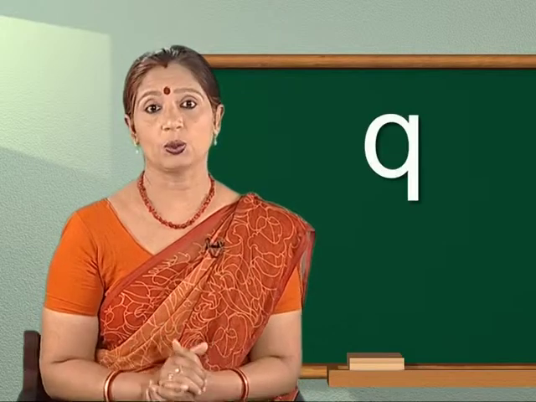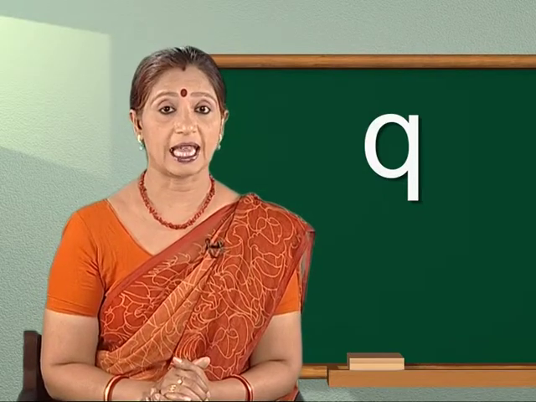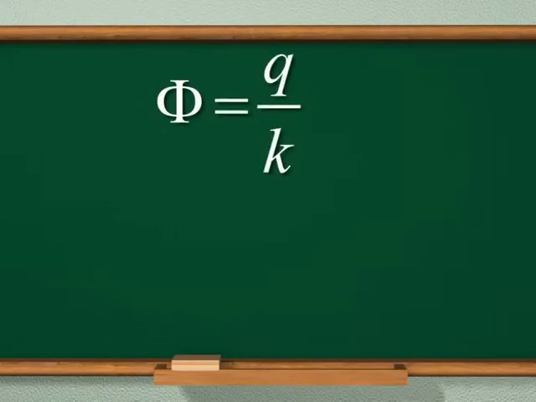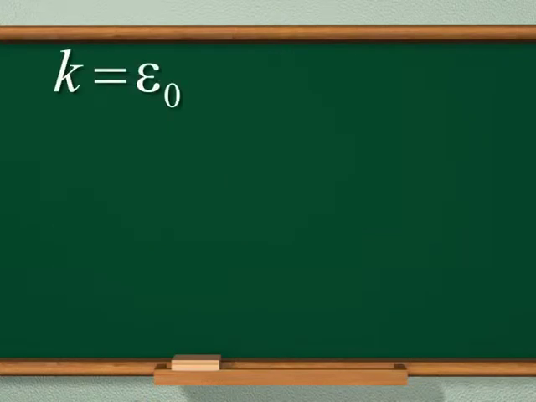Now, if Q is the total charge enclosed by a closed surface S, then the total electric flux over the closed surface S is capital phi equal to Q by K. In vacuum, this constant K is called the electrical permittivity of free space and is denoted by the Greek letter epsilon naught. Thus, we have capital phi equal to Q by epsilon naught.